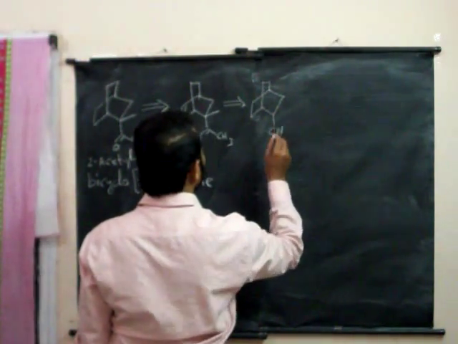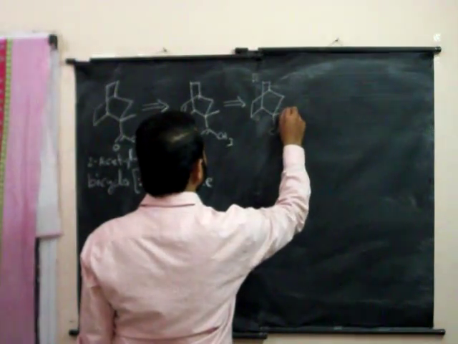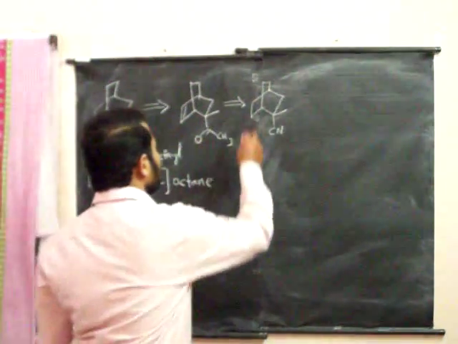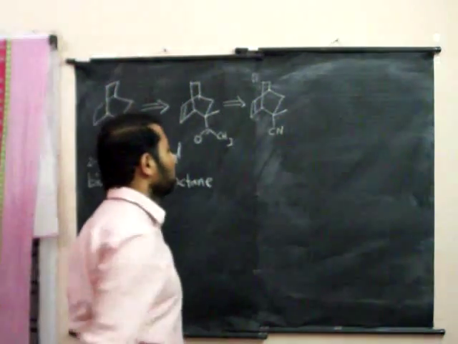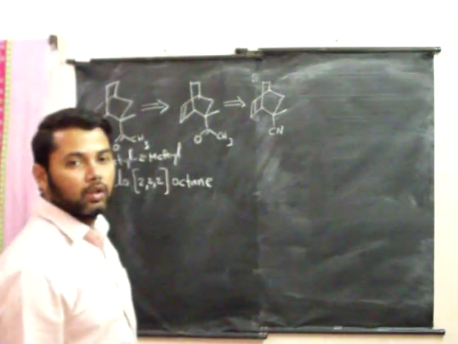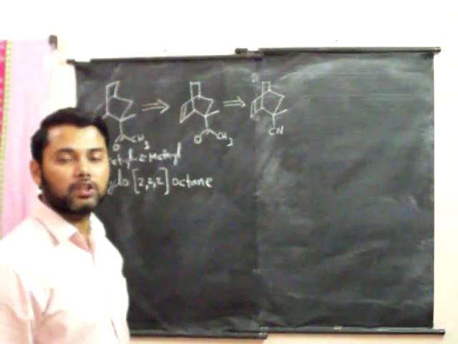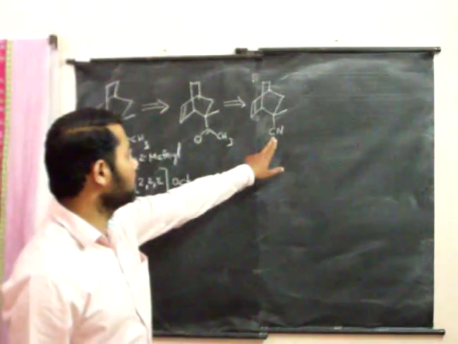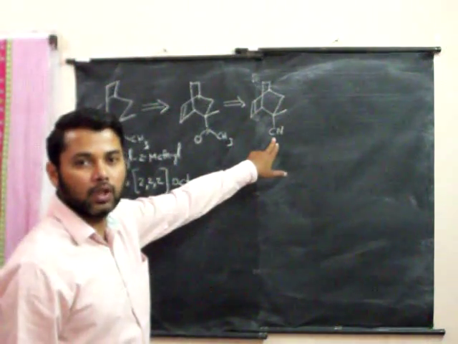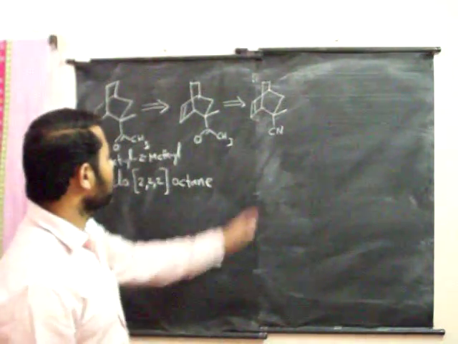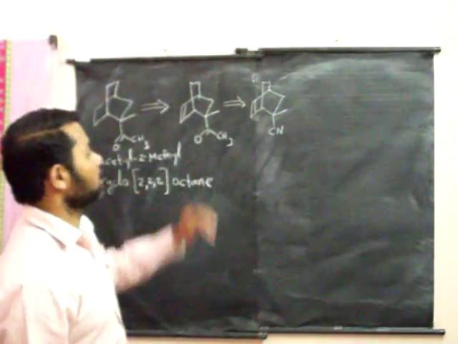I can write cyano here. This will be here. If I do a Grignard reaction over this cyanide, that means methyl magnesium bromide reaction over this cyanide, and acidic workup, I will get this keto group. So from this we can synthesize this compound.